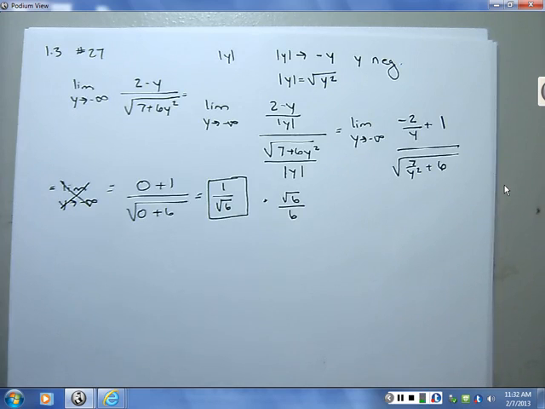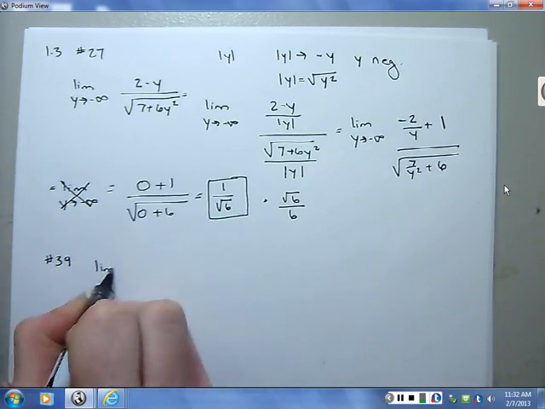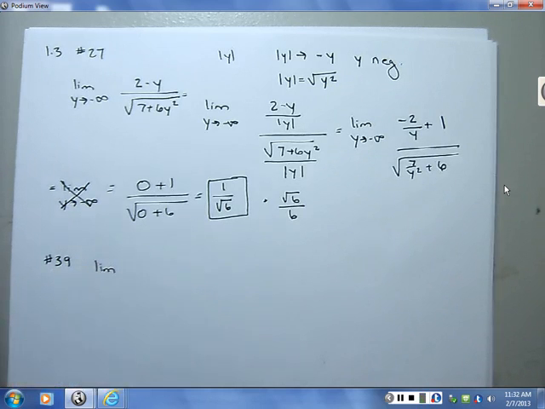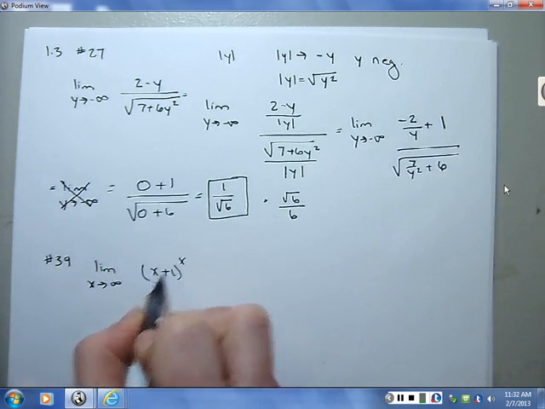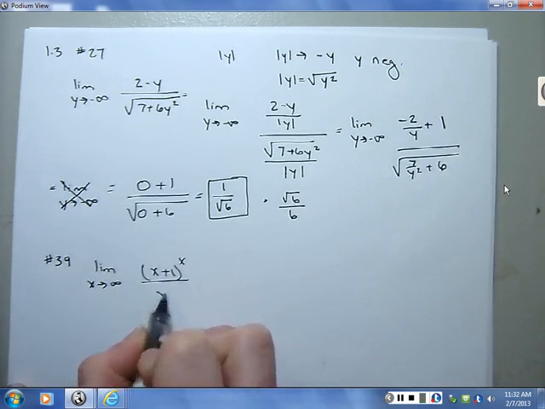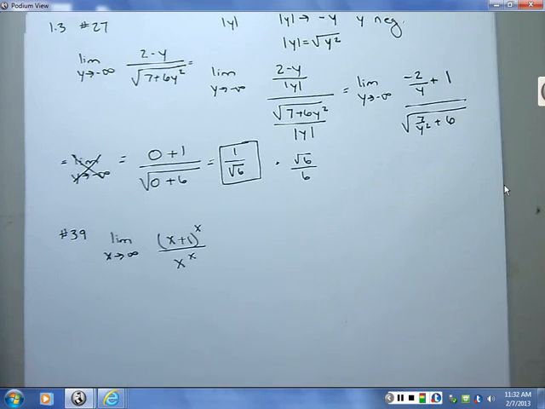1.3, number 39. Okay, so I think I talked about this one in class, didn't I? The limit as x goes to infinity of (x plus 1) to the x power over x to the x. I talked about this one in class with you guys. I have 2 Calc 1 classes, so sometimes I'm like, I did this one. Yeah, what's it going to?